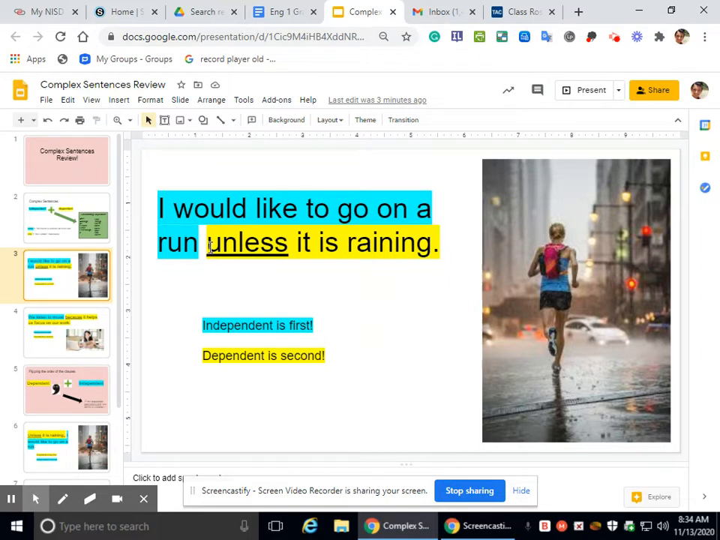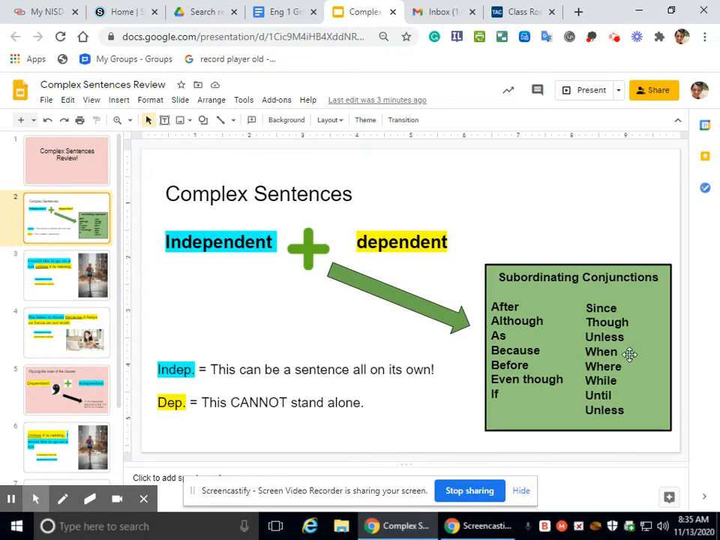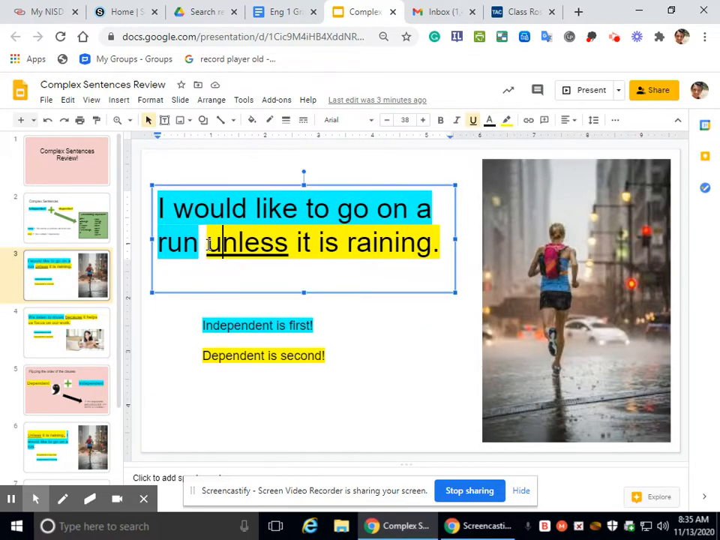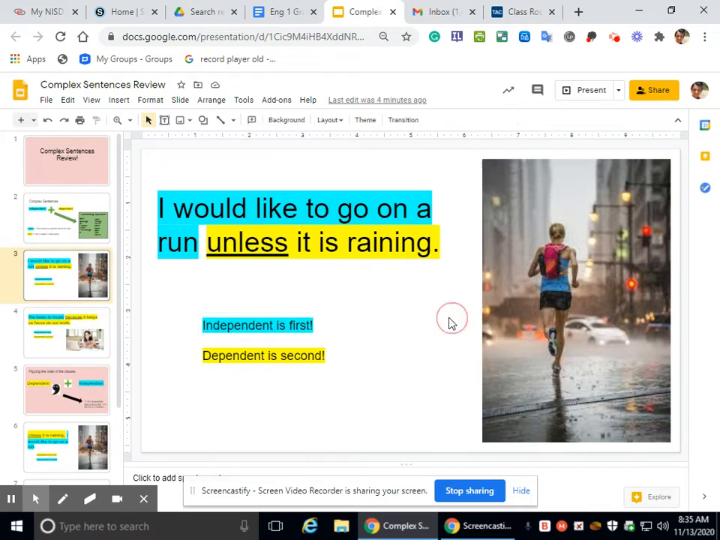Another way that you know that it's the dependent part of the sentence is because it begins with this subordinating conjunction. So if you ever have any one of these words in your sentence, you know, number one, it's a complex sentence. And number two, you know that the part of the sentence that it is beginning with is the dependent part. This word will always begin the dependent part of the sentence. All right, so independent, subordinating conjunction, plus the dependent. Let's go ahead and look at another example.